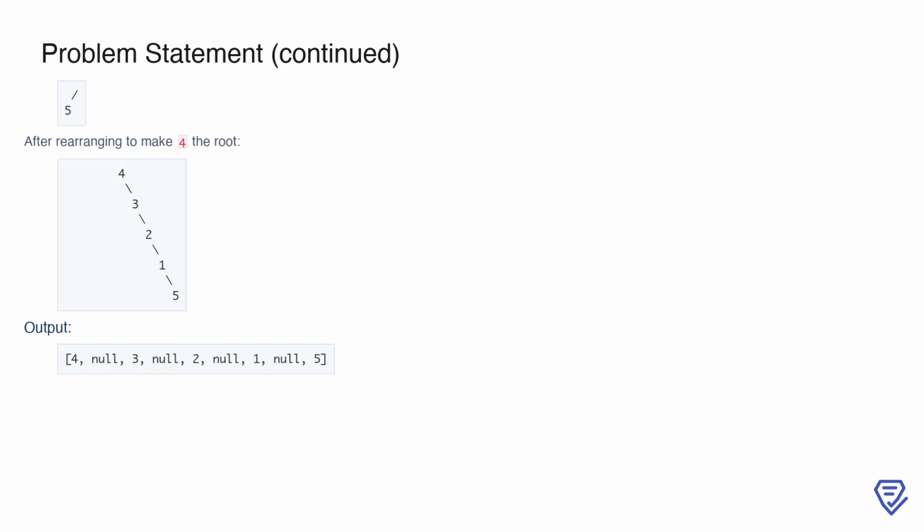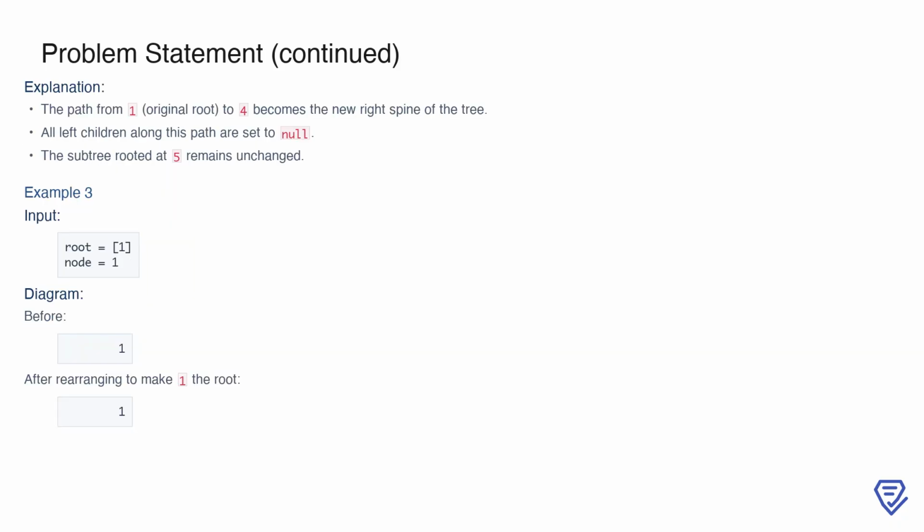Node 4 becomes the new root, and the path from 1 to 4 forms the new right spine. The subtree rooted at 5, which is not part of the path, remains unchanged. The output for this example is 4, null, 3, null, 2, null, 1, null, 5.